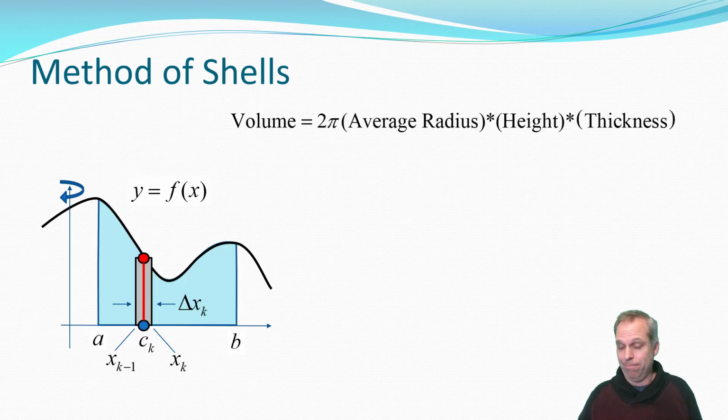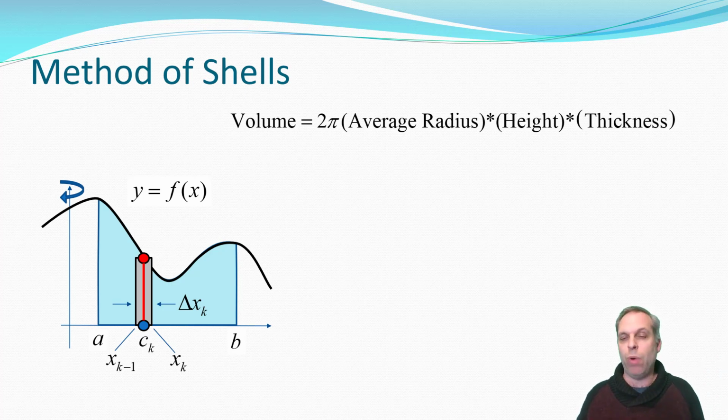Now that we have that, let's go back to the original picture. Here's what we had before: the partition, the choices of x, the choice of c sub k inside that interval, the rectangle, the height, and so on. We know how to find the volume of the shell. All we have to do now is put in the simples.